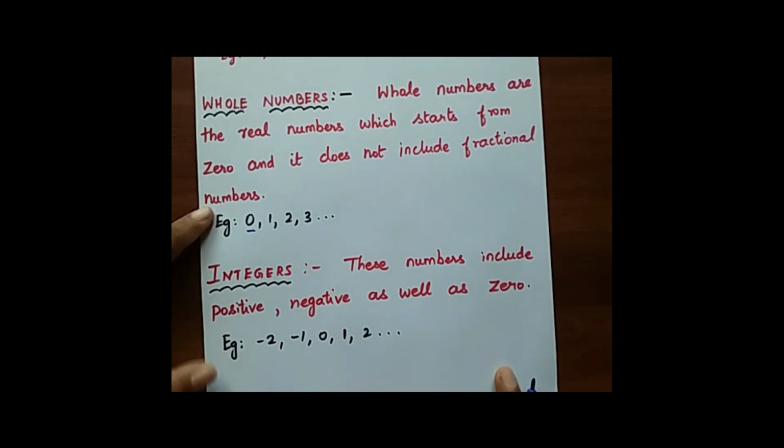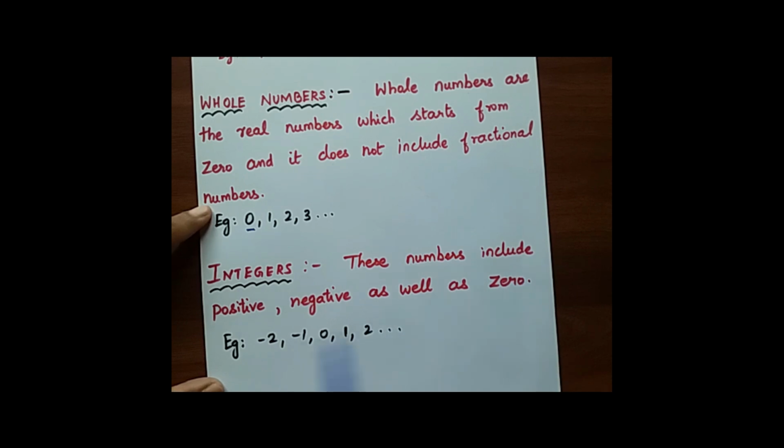Okay, next we go to integers. These numbers include positive, negative as well as 0. Like you will get -2, -1 and you will get 0 also, and you will get numbers on the positive side also: +1, +2. So all the numbers which are on the positive side and all the numbers which are on the negative side, as well as 0, all these we call integers.